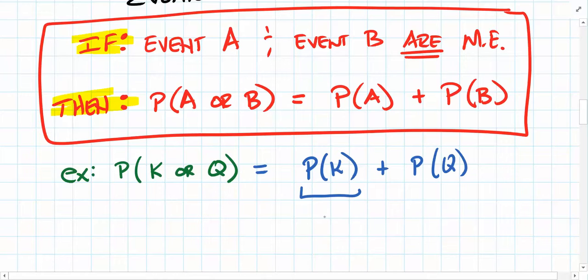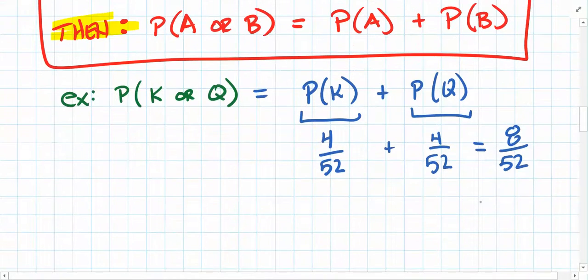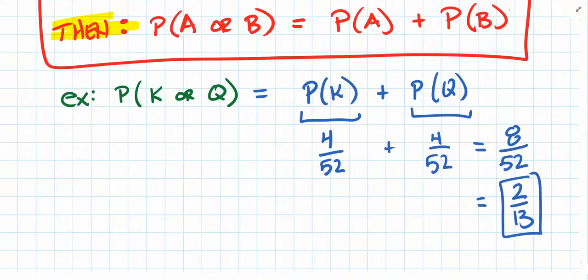Well, the probability of getting a king is 4 out of 52. There are 4 kings out of a deck, and there are 52 cards. The probability of getting a queen is also 4 out of 52 because there are 4 queens in the deck. And I just simply add these together to get 8 out of 52. Now we always want to reduce our fractions in probabilities, so 8 out of 52 simply reduces to 2 out of 13, and you have come up with the probability.